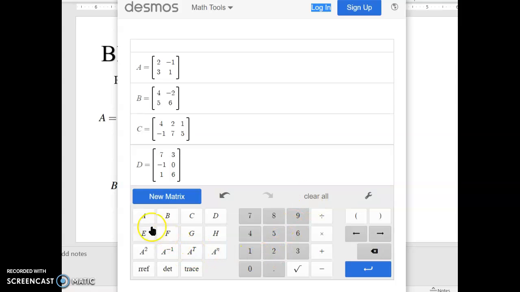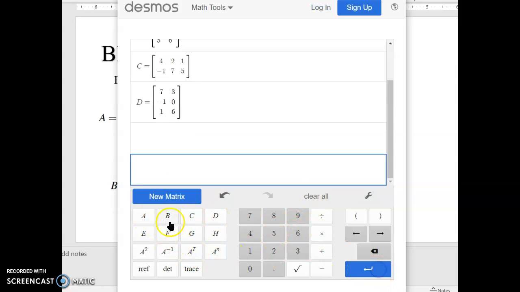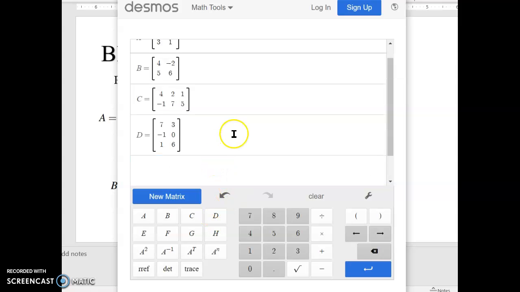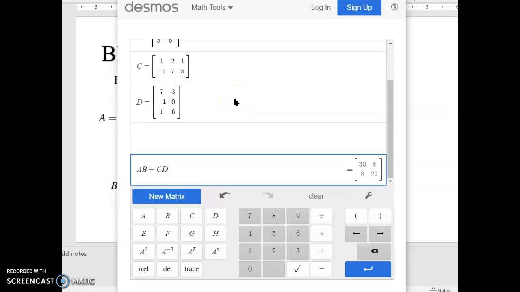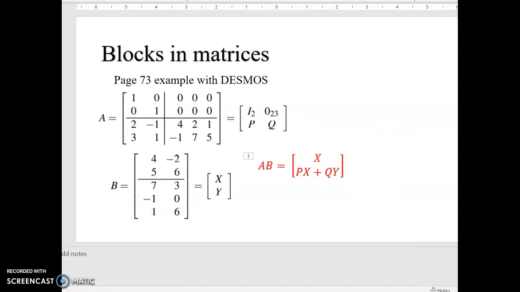So I need AB plus CD. And this is how blocks can really help if you've got a limited amount of room you can use for multiplication. I'm also going to use it with the idempotent, but let's get into trace.